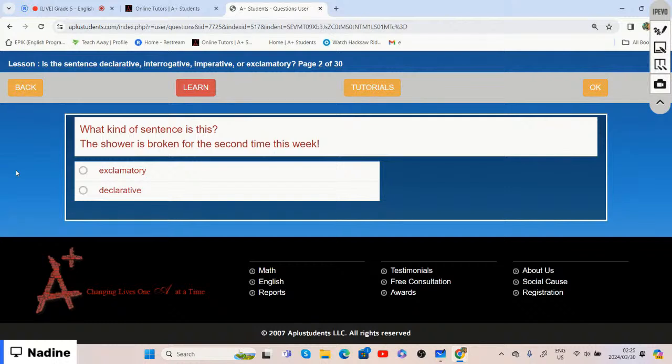The shower is broken for the second time this week. Is this an exclamatory sentence or is it a declarative sentence? Look at how it ends, look at the end point or the end mark. The shower is broken for the second time this week. Is this an exclamatory sentence or declarative sentence?